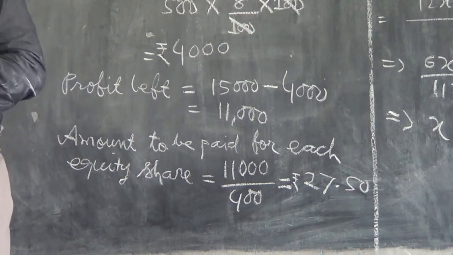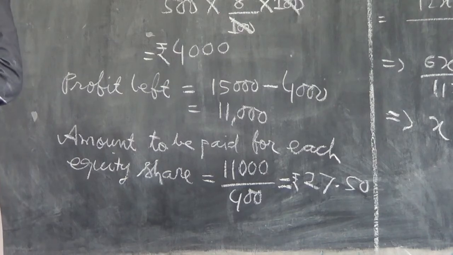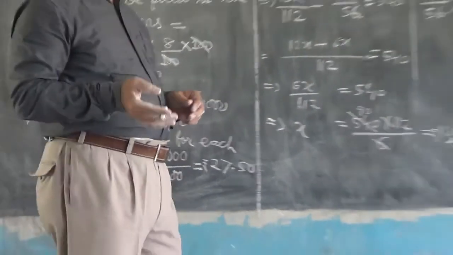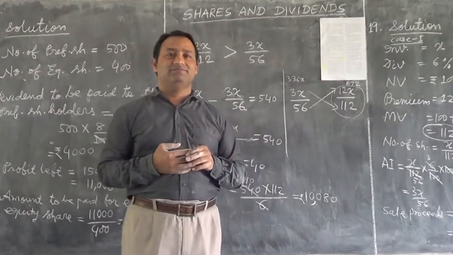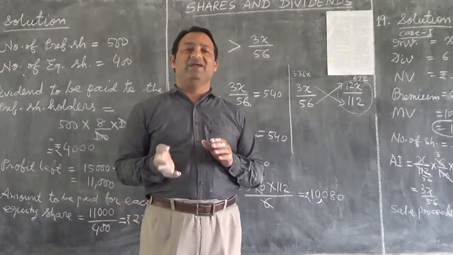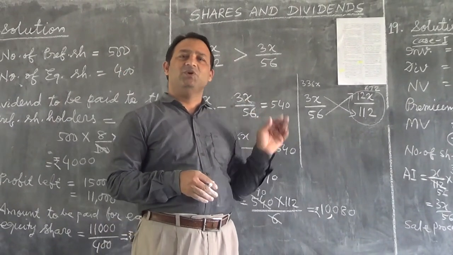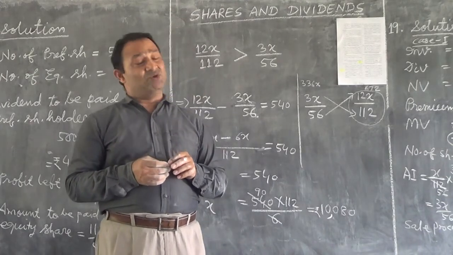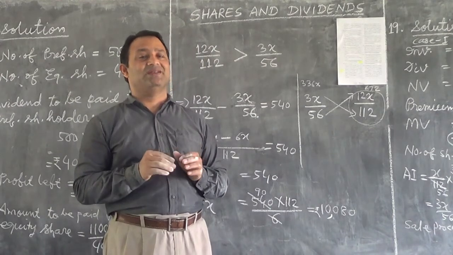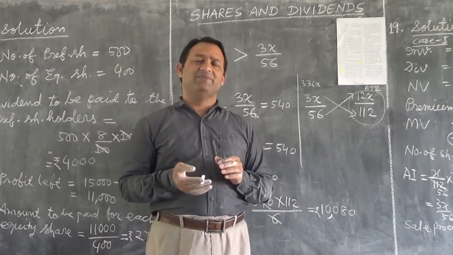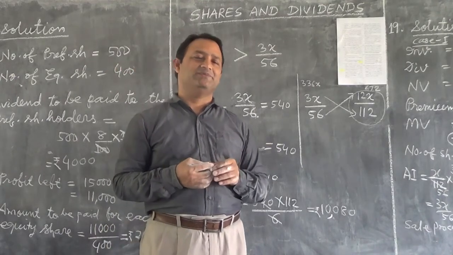So this is all from the shares and dividend chapter. Almost all the probable questions likely to come in the board examinations, I have already discussed. Mostly remember a question on change in annual income. A question on change in annual income is set in the ICSE exams very often.